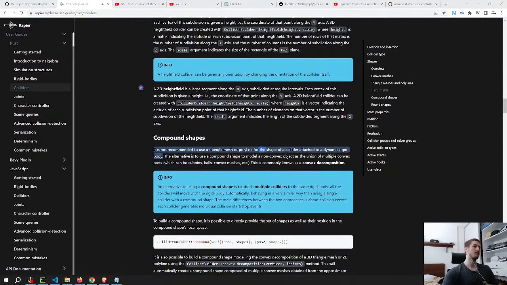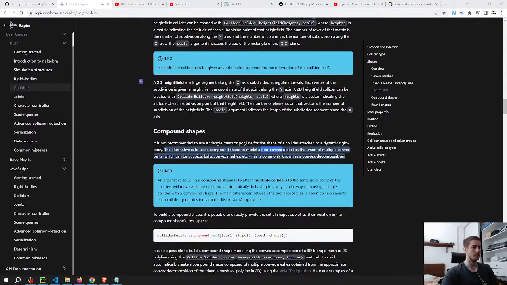Compound shape. It is not recommended to use a triangle mesh or polyline for the shape of a collider attached to a dynamic rigid body. The alternative is to use a compound shape to model a non-convex object as a union of multiple convex parts, which can be cuboids, balls, convex meshes, etc. This is commonly known as a convex decomposition.